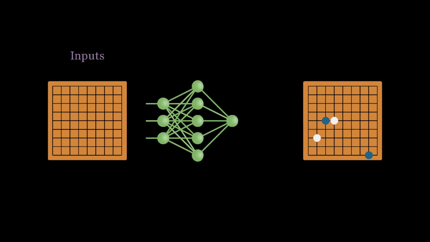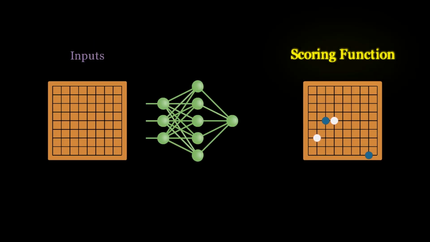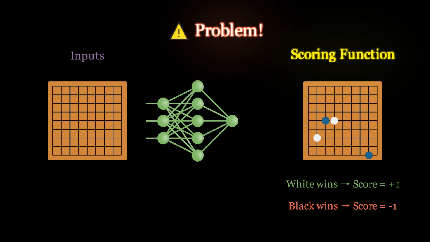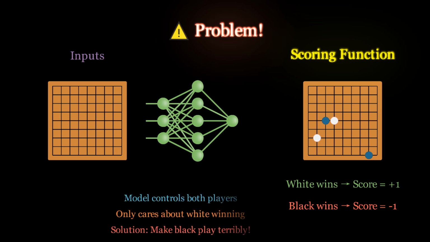The scoring function is then 1 if the final board state is winning for white, or -1 if it's losing. And we now have a supervised learning problem with a non-differentiable score function, just like before, and so we can apply PPO. Except that currently the score function only checks if white wins, and since the model controls both players' moves, it can just produce a game where black makes really bad moves to throw the game. What we really want is for the model to play as well as possible, trying to win from both sides.